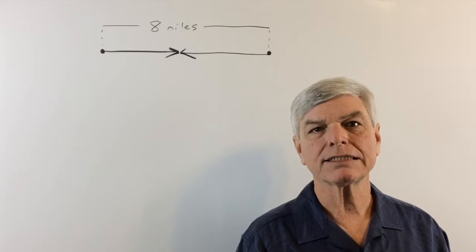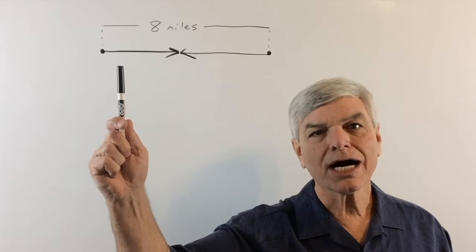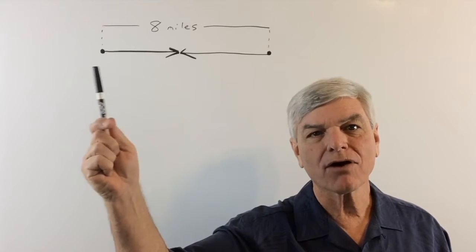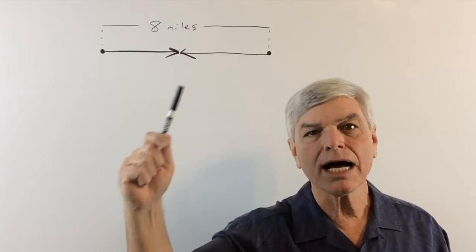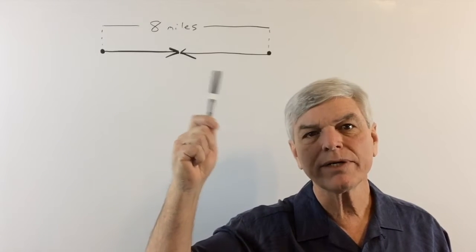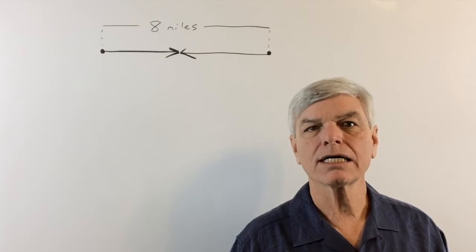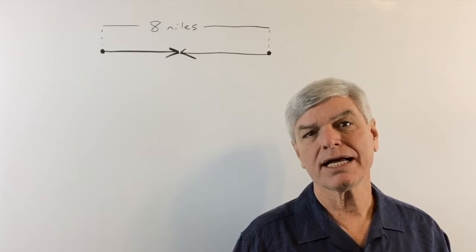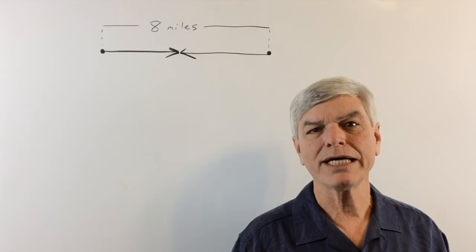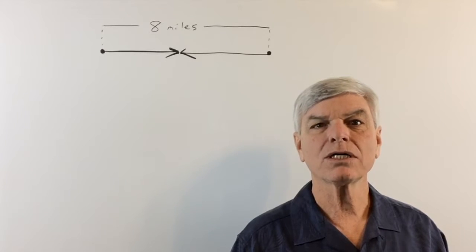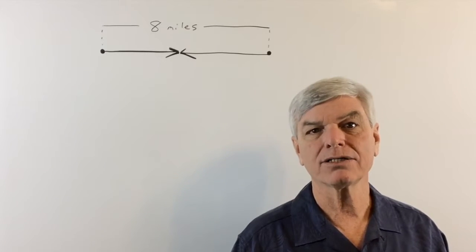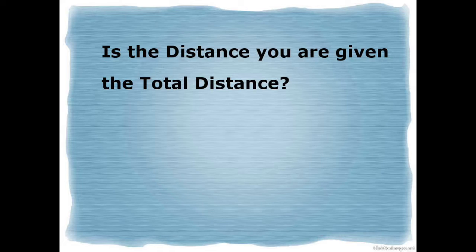Like we discussed, jogger number one, we don't know how far he's jogged. We know it's less than 8 miles. And jogger two, we don't know how far he's jogged, and we know it's less than 8 miles. The only thing we know is that together they have jogged 8 miles. That is, the total distance is 8 miles. So what do we do with that?